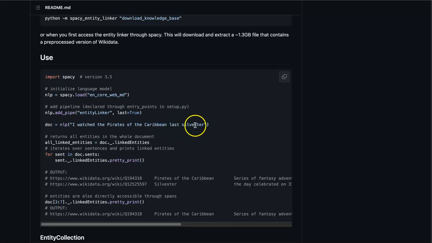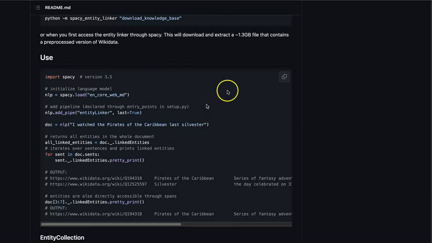Similarly for last Sylvester, they are linking the Sylvester with the Sylvester entity. So it is a Wikipedia entity. If you look at Wikipedia, there is a concept called Wikidata. Wikidata maintains all the different entities, and Wikipedia is the documentation.